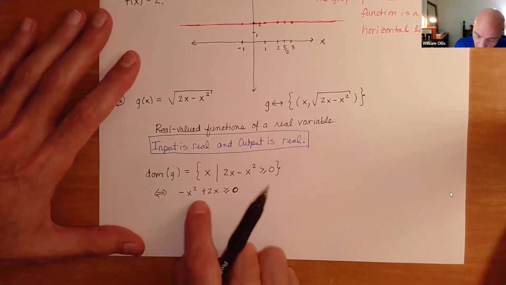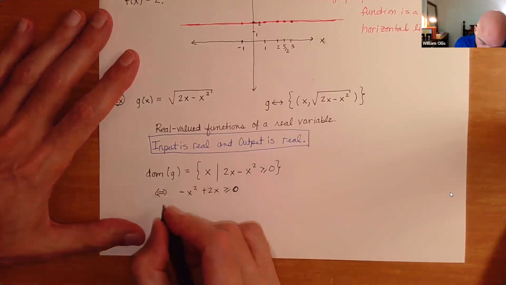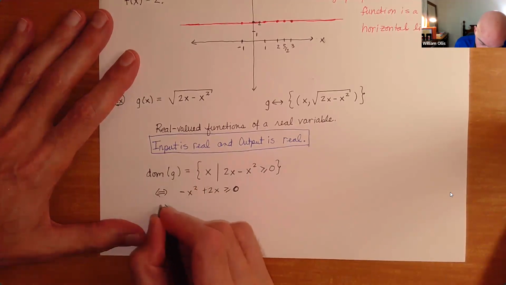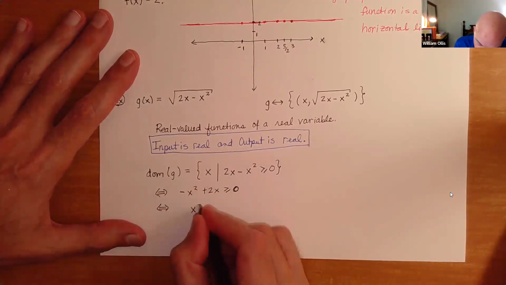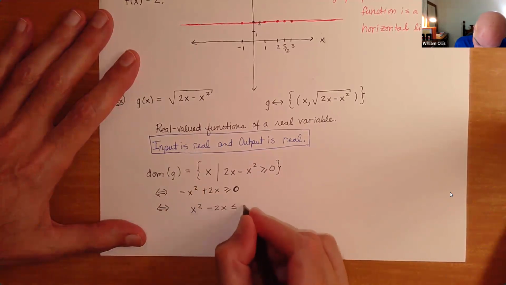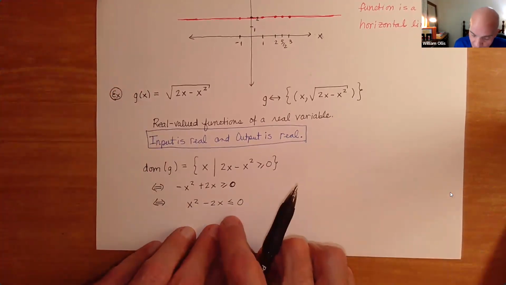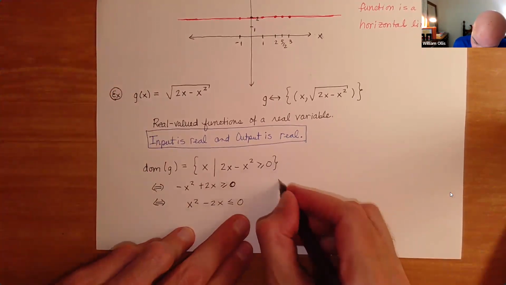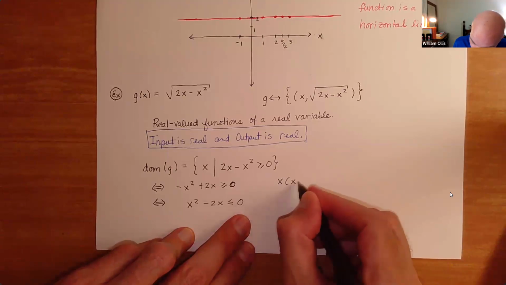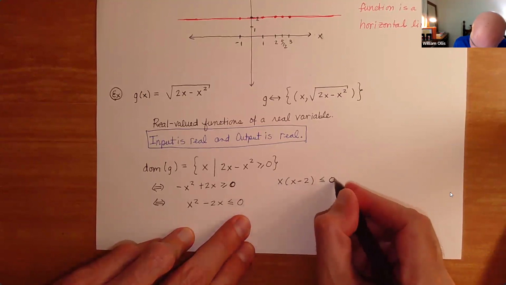Now, first thing you'll notice is that we don't always like the negatives on the highest power of x. So let's multiply through by -1 and reverse the inequality. So we have x squared minus 2x will be less than or equal to 0. And of course, -1 times 0 is just 0. And now, of course, this has easy factorization. So x times (x minus 2) is less than or equal to 0.